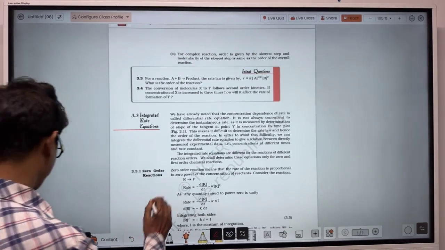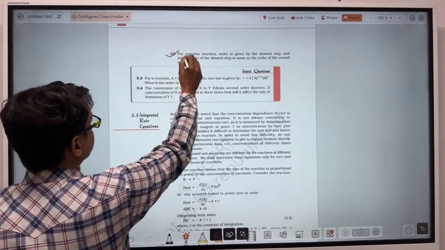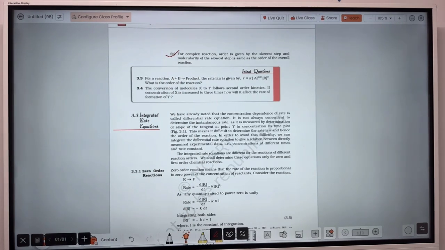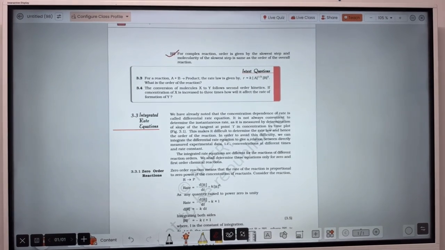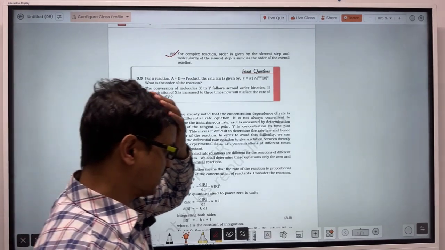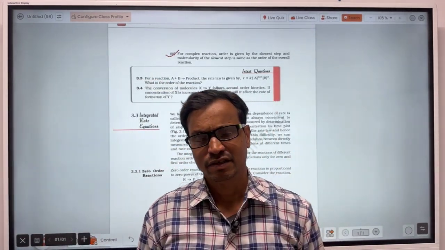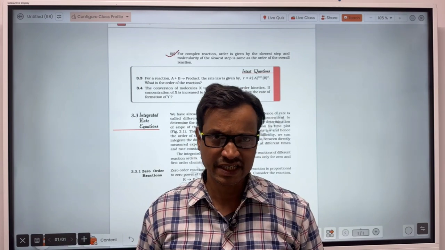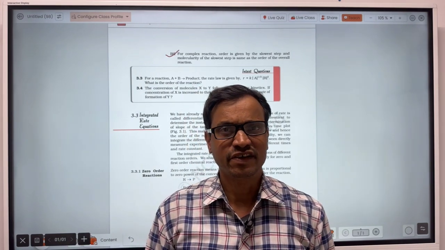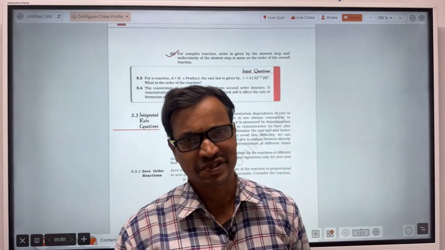Okay, so you should keep this in mind. In a complex reaction, the order of reaction will be equal to the molecularity of the reaction in the slowest step. This point is quite important for you for the NEET examination as well as for the JEE Main examination, more important for the NEET examination and the CUET examination.